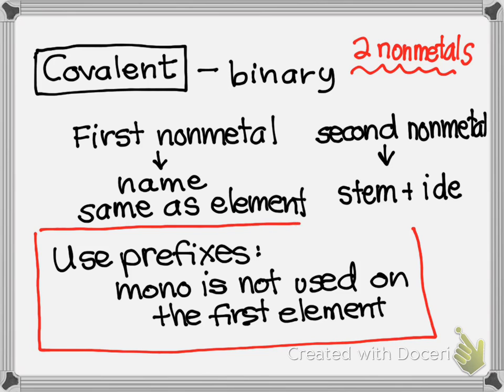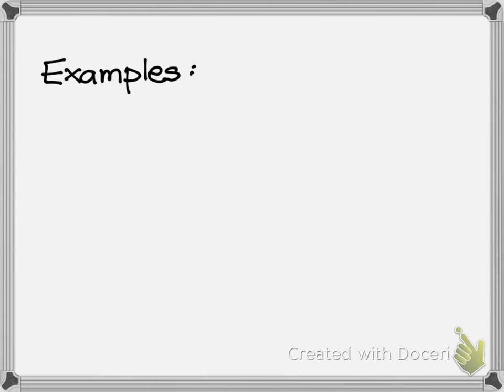Now here is the big difference in covalent compounds. In ionic compounds, the ratio is determined by the charges, so we can always figure out how many we have of each because of the charges. But in the covalent compounds, there's no charges. So the only way we're going to figure out how many of each is by writing prefixes in the name. So prefixes like mono, di, tri, tetra are going to tell us how many we have of each. One thing to keep in mind is mono is not used on the first element.